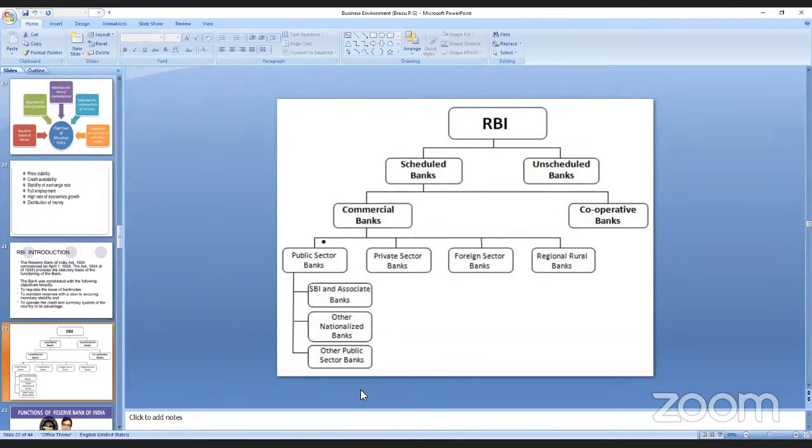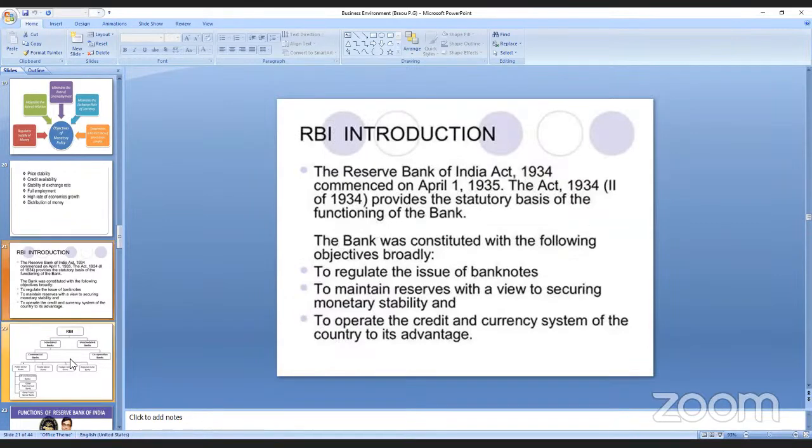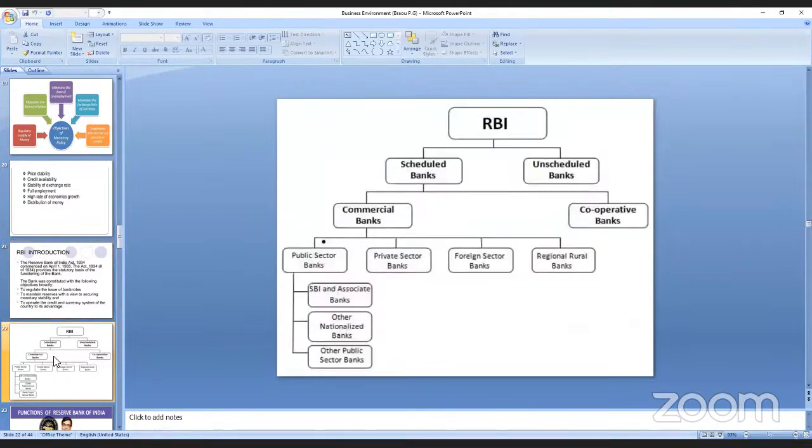So you can take this one as a screenshot. This is the RBI introduction and the RBI flow chart. Are you all there? Yes, ma'am. This one, the RBI introduction, you take the screenshot. Next one is the classification of RBI.